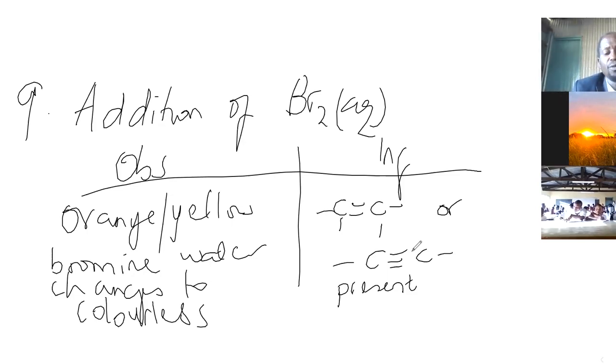When you are recording, of course, in an exam, don't use the word or. You use the color that you have seen. You should either see it as being orange or being yellow. Those are the acceptable colors. Don't record both.